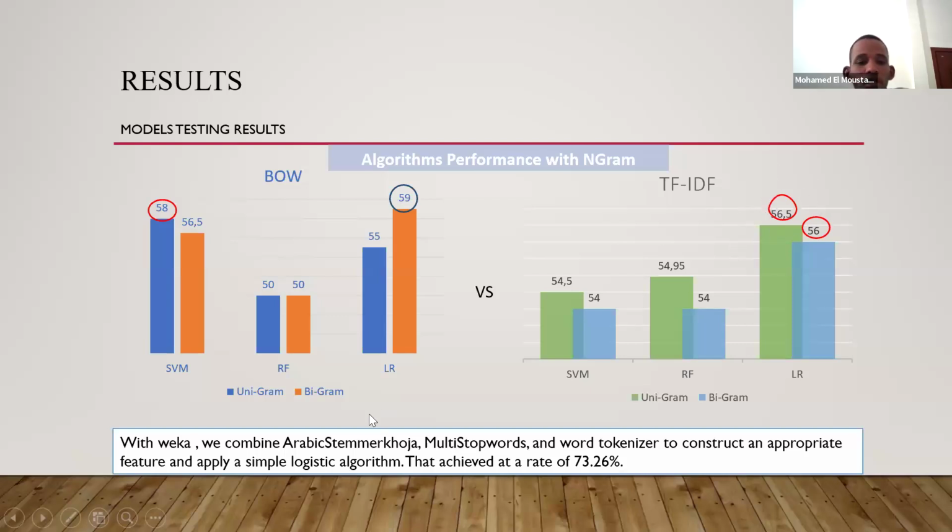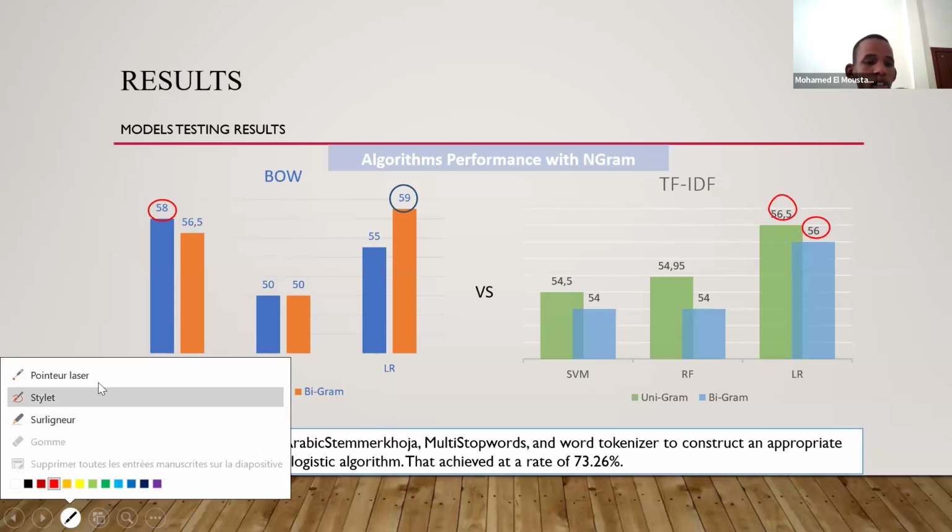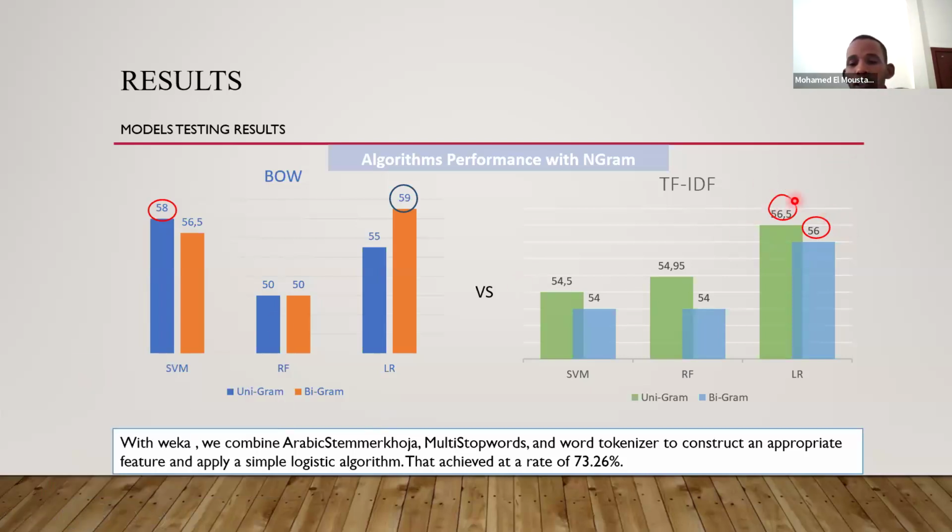We found that logistic regression is the best-performing algorithm when we use the TF-IDF method with unigram, and also with bigram. That is our finding when we apply the TF-IDF method with unigram and bigram.